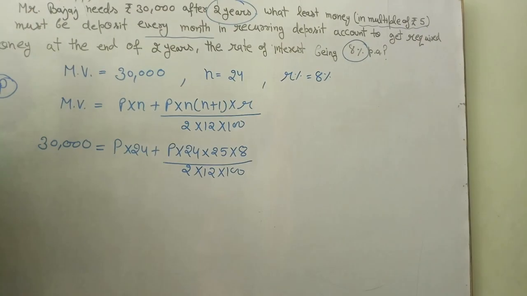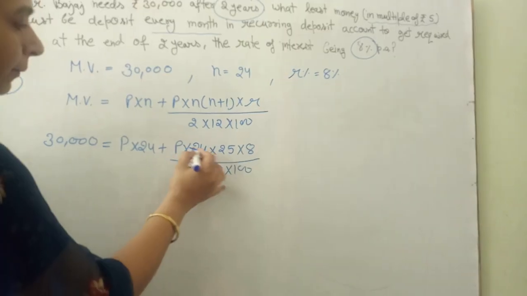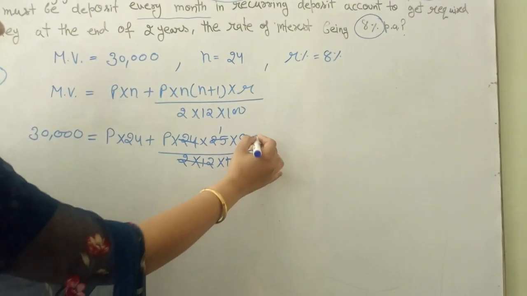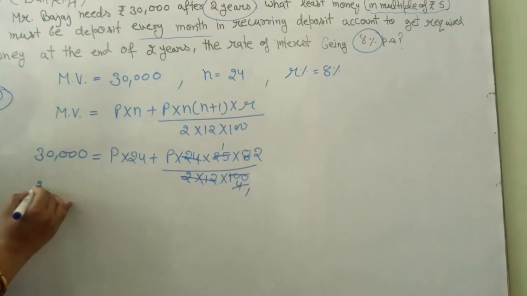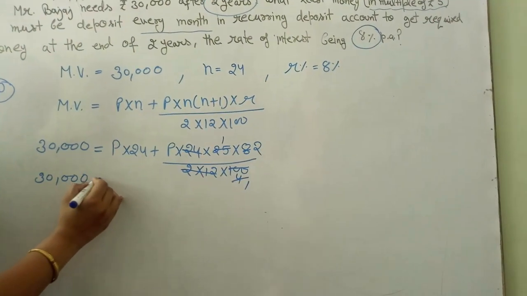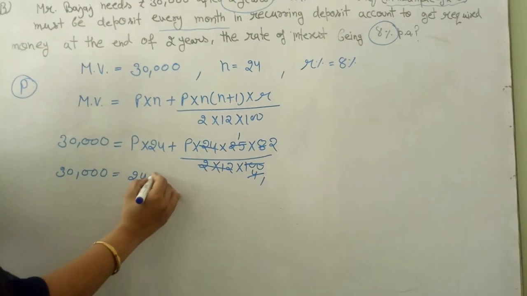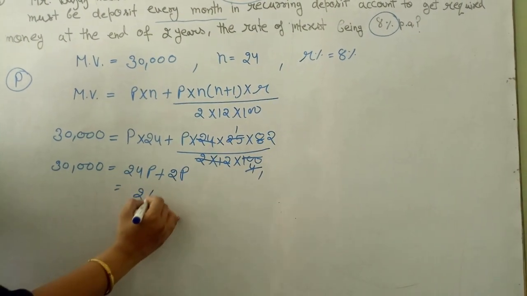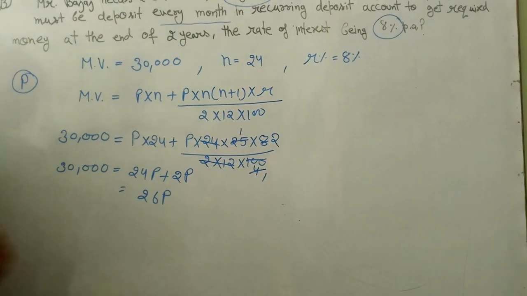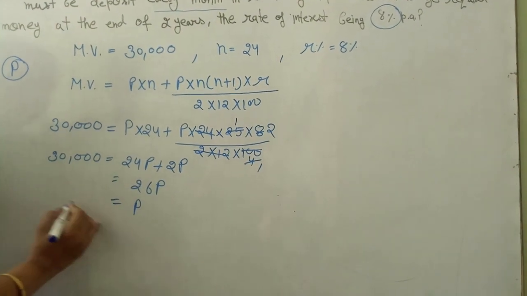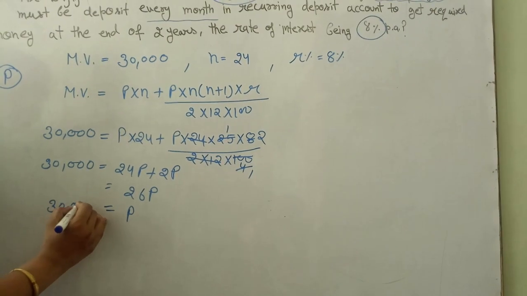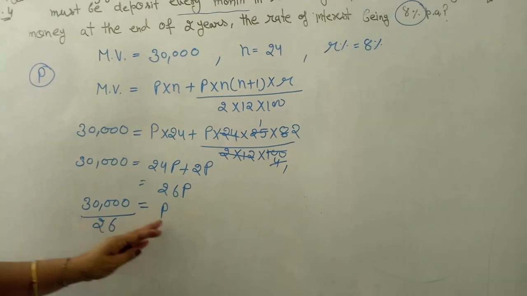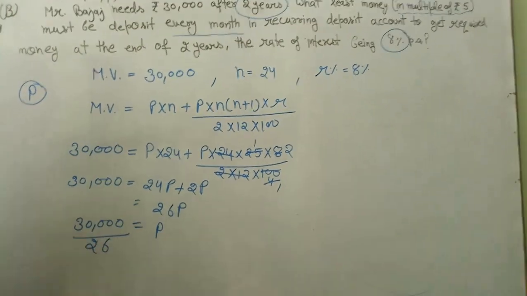Okay student, 24 cancel, 25, 1 4, then 4 1 4 and 2. Okay, 30,000 equal to 24P plus 2P, and this completely equals 26P. Student, P equal to 30,000 divided by 26.